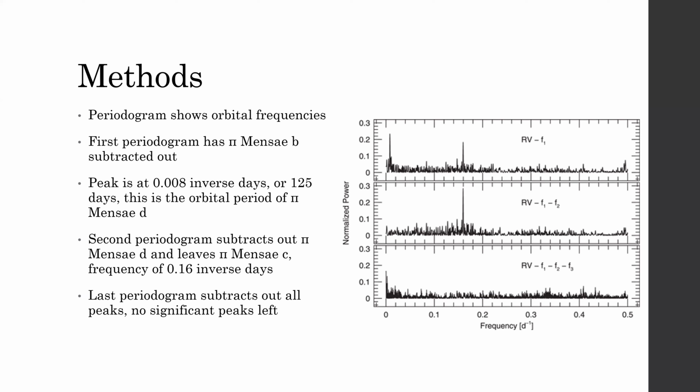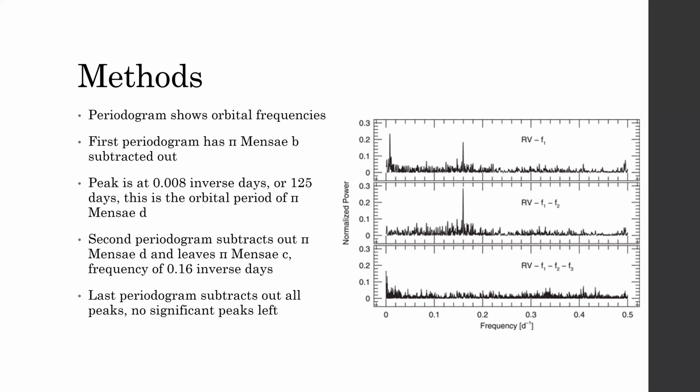The second periodogram subtracted out the peak from Pi Mensae d and leaves Pi Mensae c, which is the transiting exoplanet that we talked about earlier, with a frequency of 0.16 inverse days. This corresponds to 6.25 days, which is about what we talked about before, how it orbits very close to the host star. The last periodogram subtracted out all the peaks, and there are no significant peaks left.